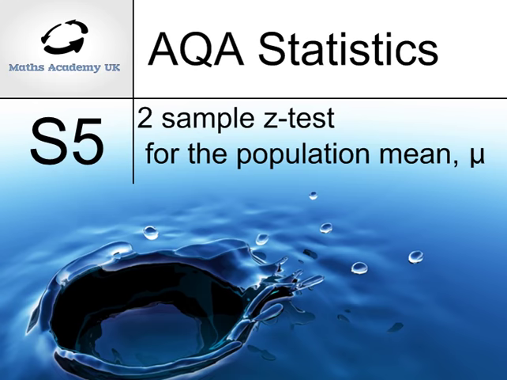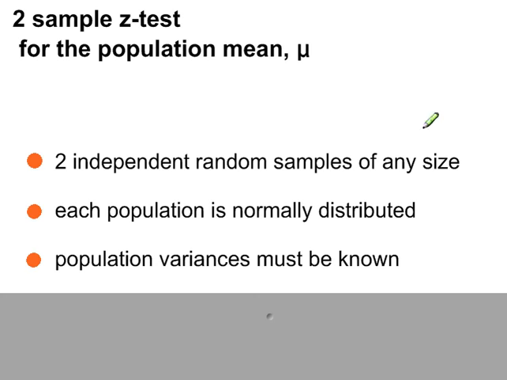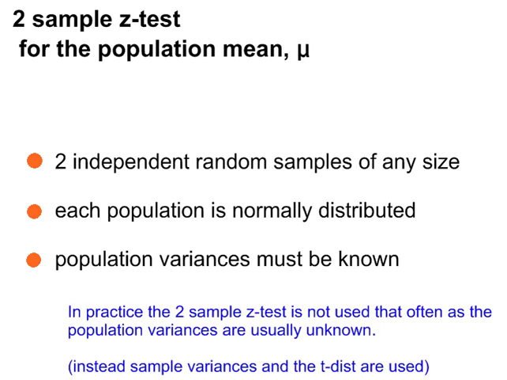The two-sample z-test for the population mean. We need two independent random samples of any size. Each population must be normally distributed, and the population variances must be known. In practice, the two-sample z-test is not used that often, as the population variances are usually unknown. If this is the case, then we can use the sample variances and do the two-sample t-test instead.